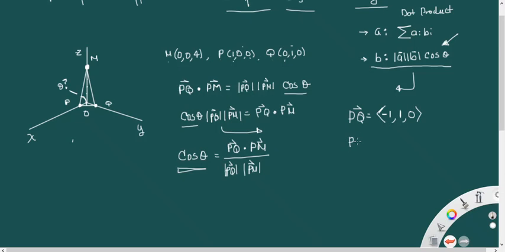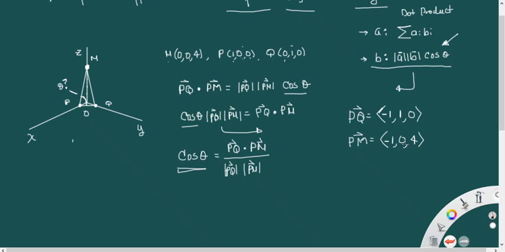Let's do the components for vector PM. The components for vector PM are 0 minus 1, that is also minus 1. Then 0 minus 0 equals 0. And 4 minus 0, that equals 4.